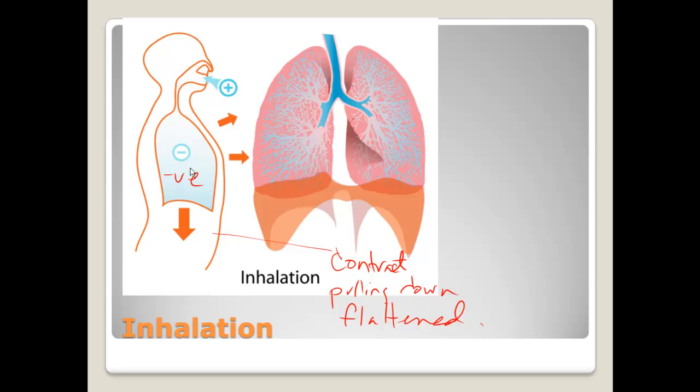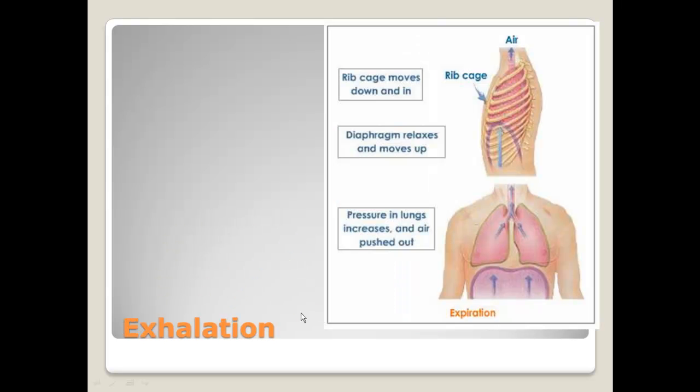So when we increase the volume of our thoracic cavity, the pressure decreases and air moves to equalize this difference in the pressures, and the air rushes in, expanding our alveoli. The other group of muscles, the intercostals, move the rib cage up and out, up and out. So diaphragm: contract, pull down, and flatten.